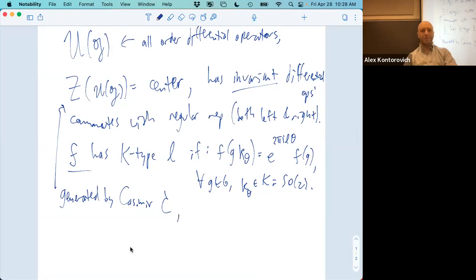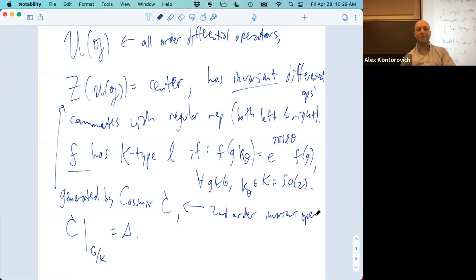And the Casimir, restricted to functions with K-type zero, restricted to K-invariant functions on G mod K, or maybe better to say restricted to L2 of G mod gamma, but there's no gamma yet, in which case I don't want to say L2. Let's just say restricted to functions that are invariant under K is the Laplacian. Right? This is a second order differential operator, invariant under the group action, an invariant operator. And when you restrict to K-type zero functions that are invariant under K, you get the hyperbolic Laplacian, negative y squared, two derivatives in x, two derivatives in y.